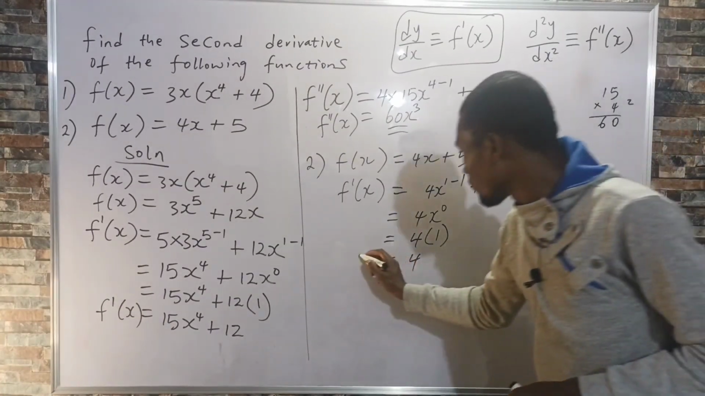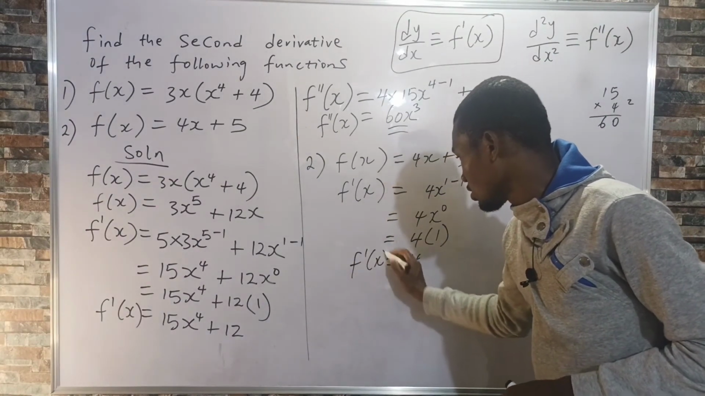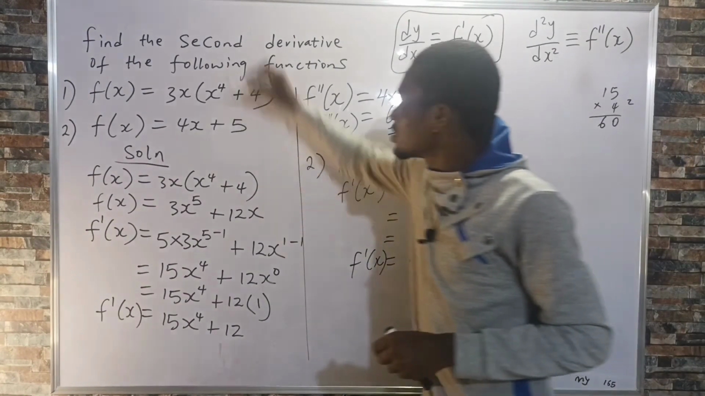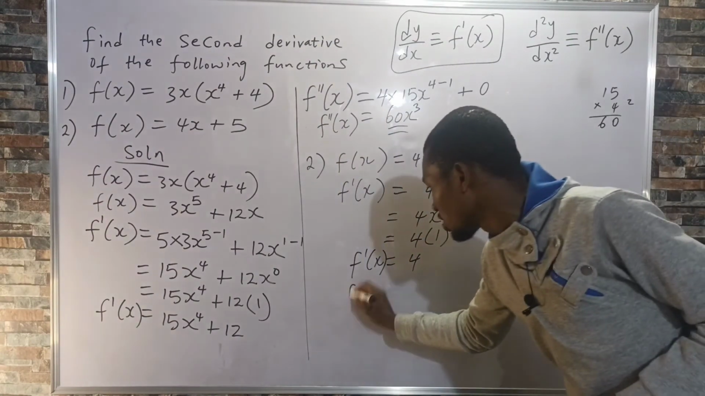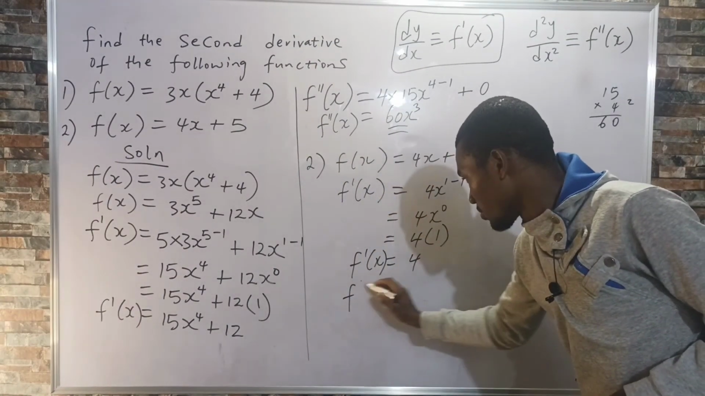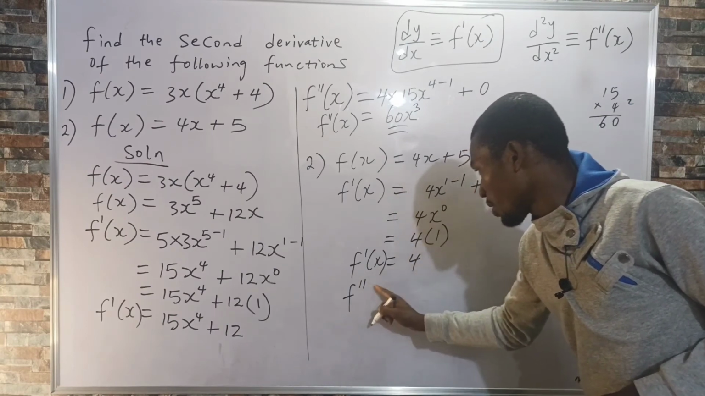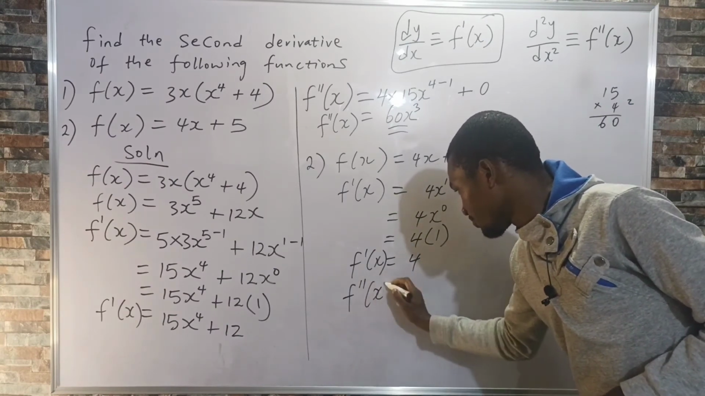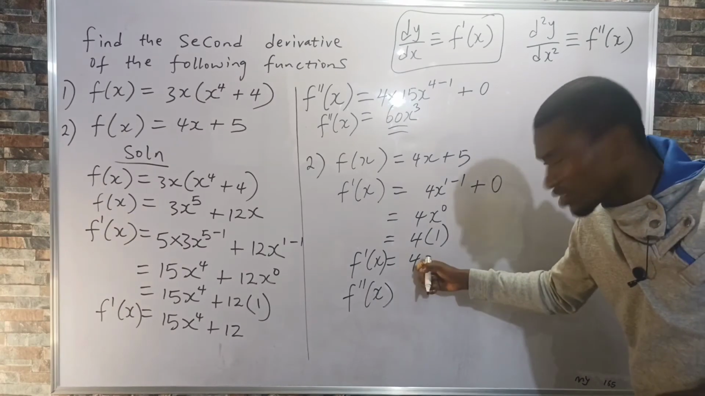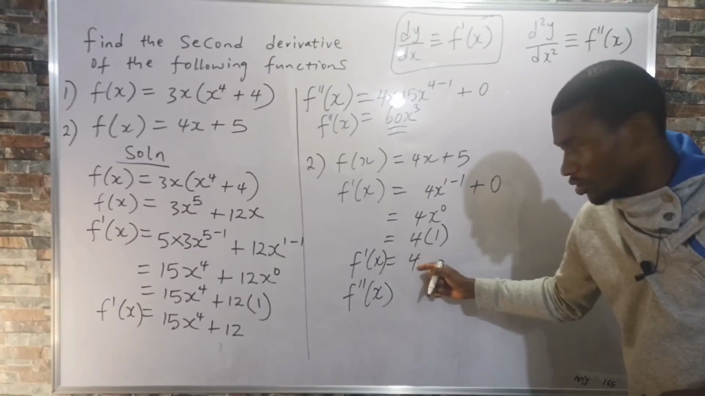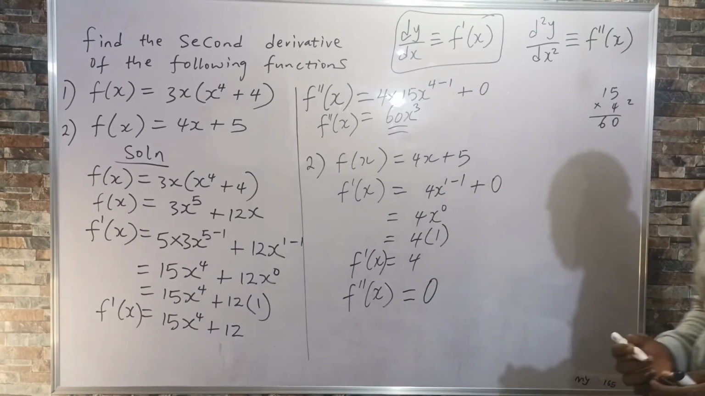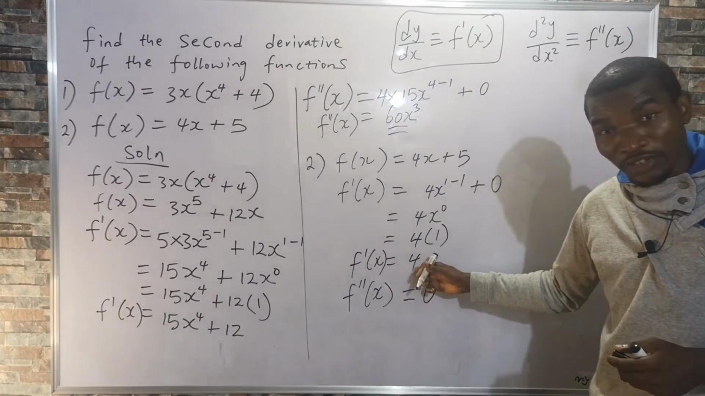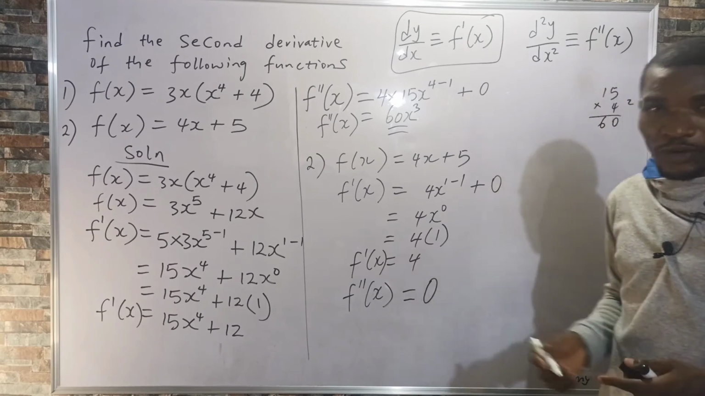But we are not asked to find the f prime of x. We are concerned with finding the second derivative of this given function. So we must differentiate this function the second time. And hence we have f prime prime of x, which means to differentiate this derivative function here. So differentiating 4 will simply give us 0. Don't forget that differentiating a constant will simply give us 0.